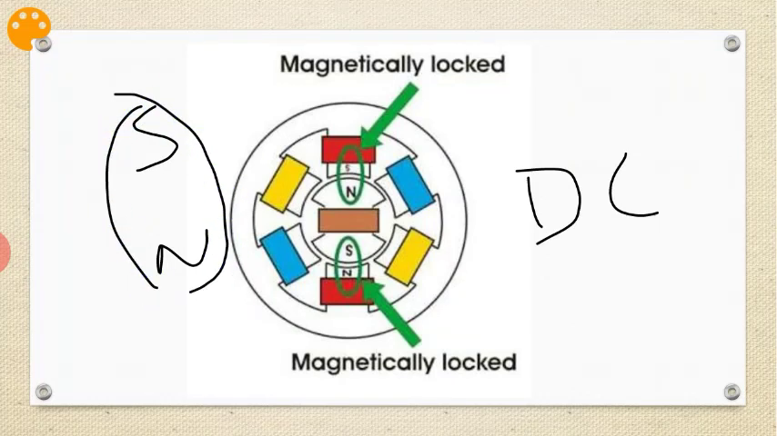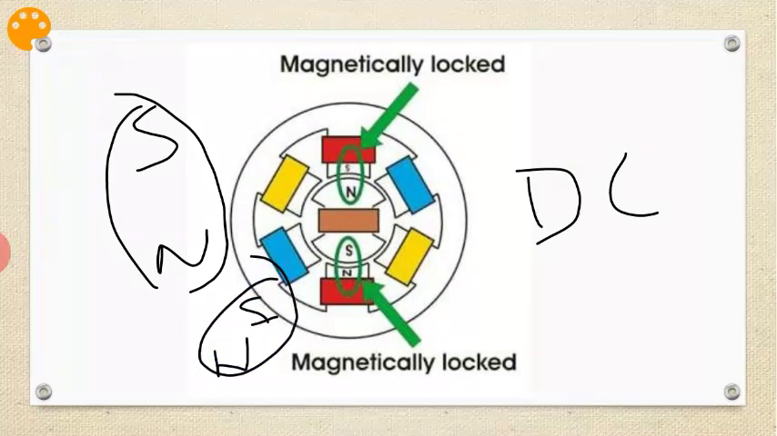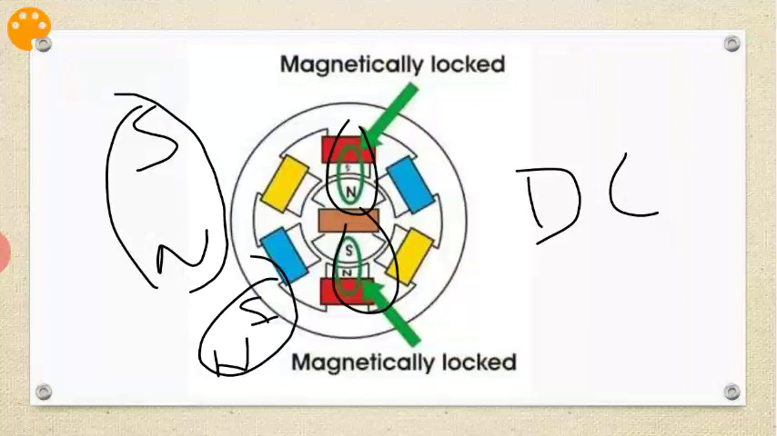Similarly, the N of stator and S of rotor are locked, here and here. So the magnetic locking is what makes the rotor rotate with synchronous speed.